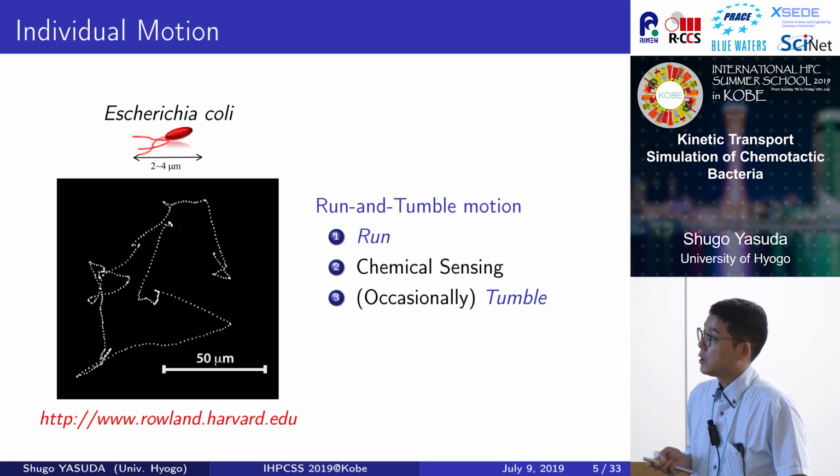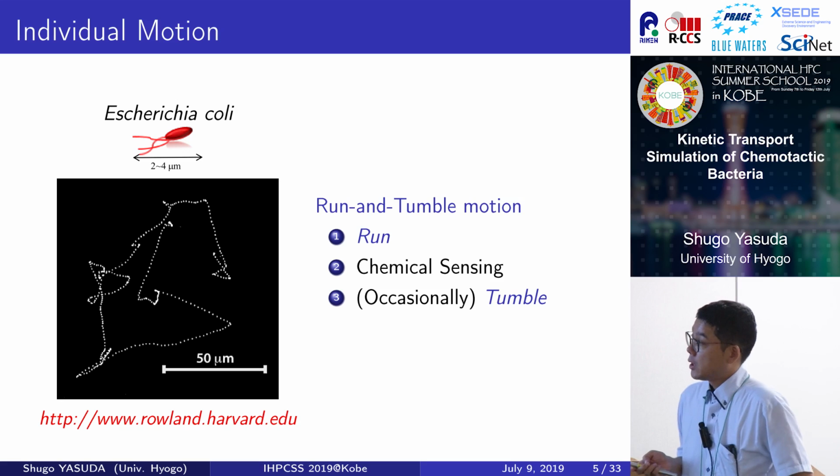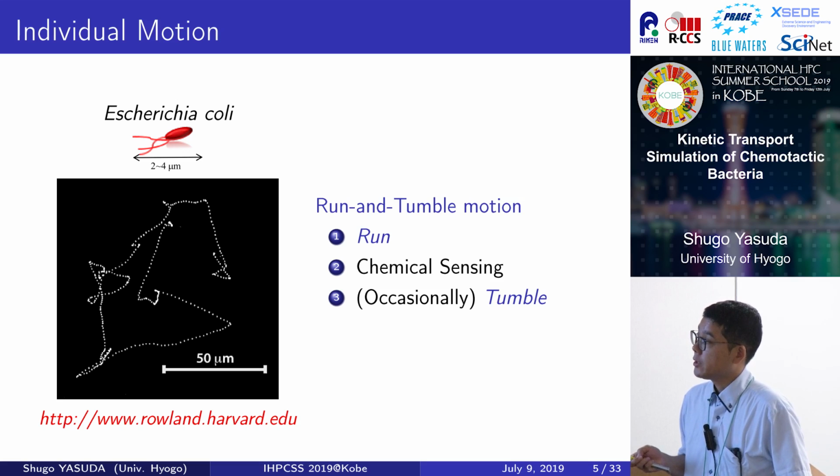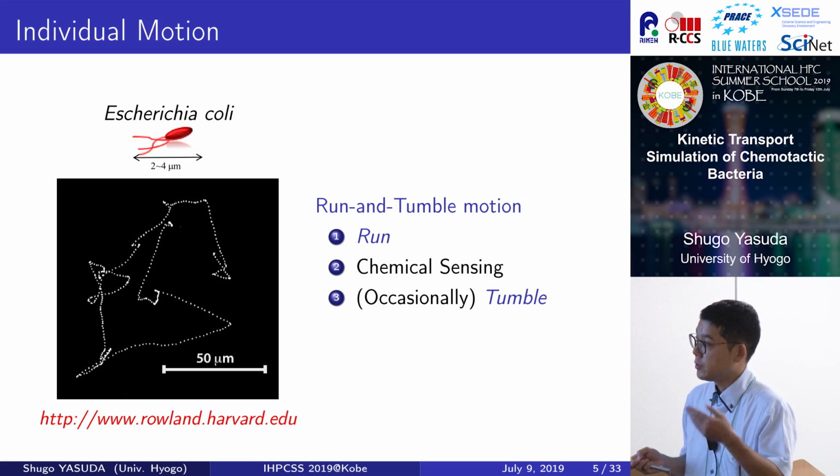tumble motion. It is also well known that, for example, E. coli create continuous runs and tumbles. When the E. coli rotate their flagella in the counterclockwise direction, these flagella create bundles, and they get thrust and run just straight. And occasionally, they unbundle the flagella and change their directions. So bacteria continuously reorient by runs and tumbles.